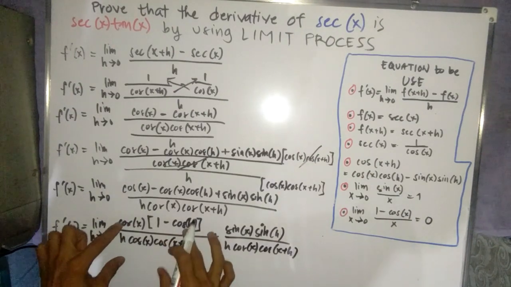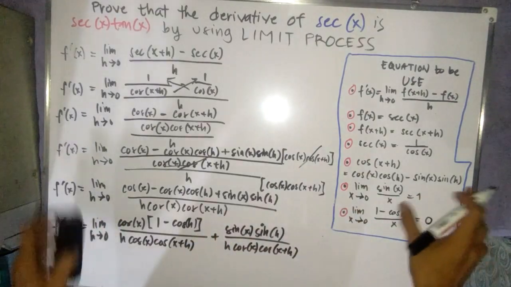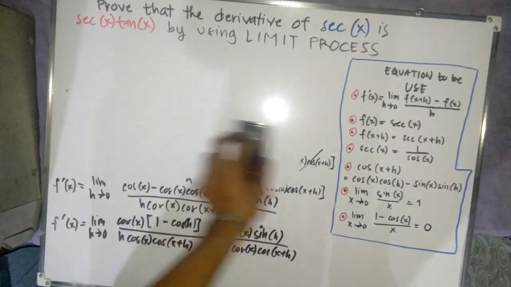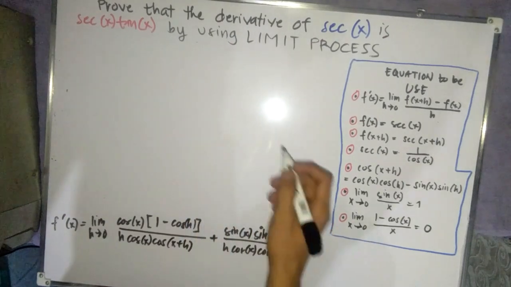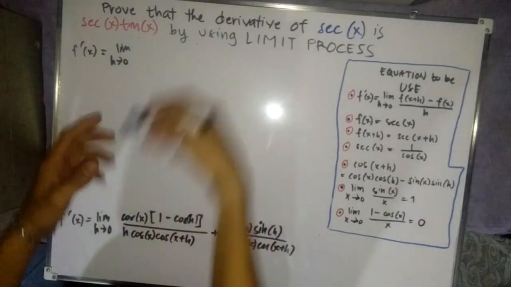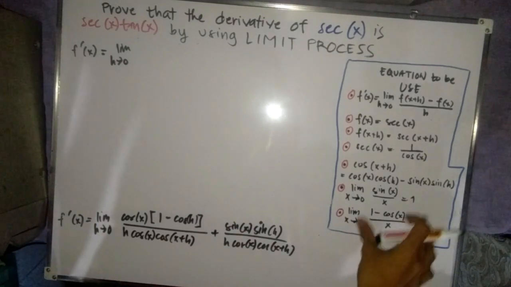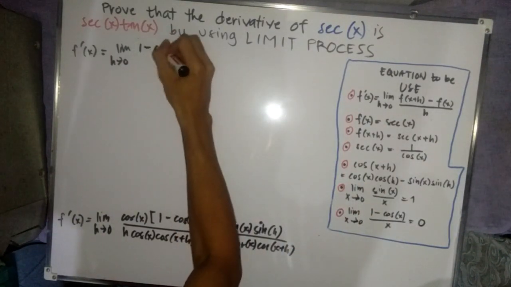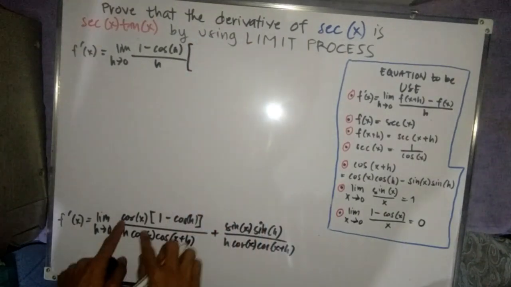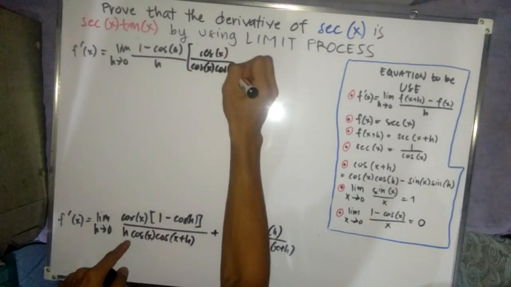So, iayos natin yung equation. Then, gagamitin natin tong mga limit factors natin. So, we need some space. Rewrite limit as h approaches 0. Ayusin muna natin yung equation kasi gagamitin natin tong principle na to. So, 1 minus cosine h muna all over h. Then, i-multiply natin siya sa natitira: cosine x all over cosine x times cosine x plus h.